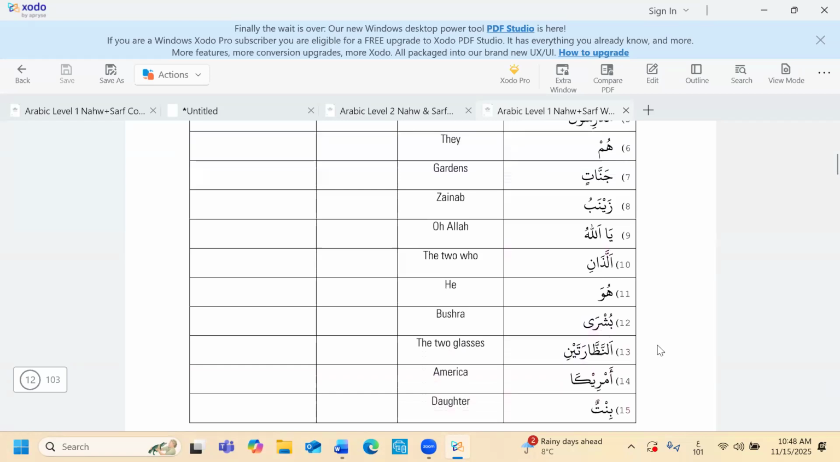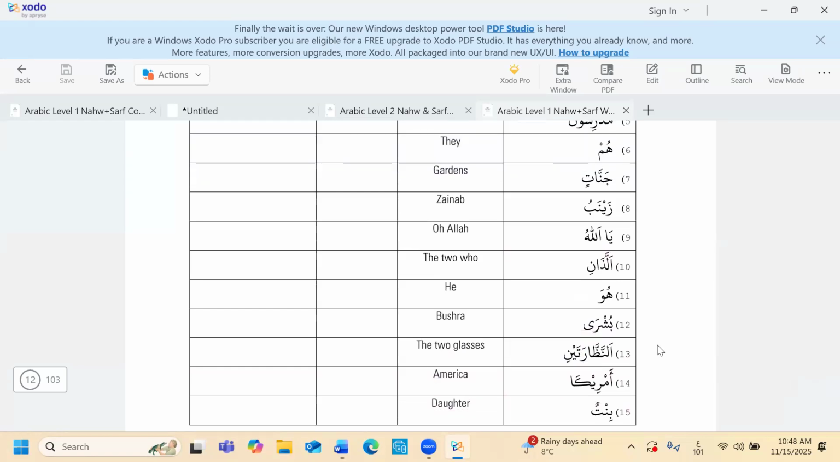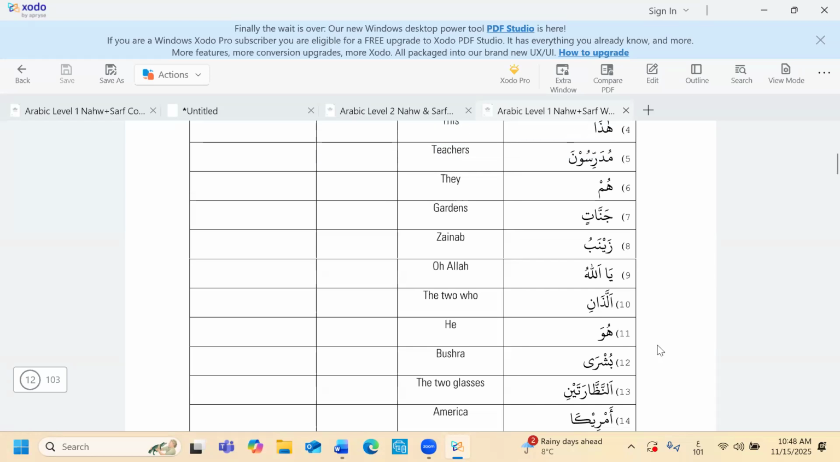Okay, the word America. Anyone online? America, is that definite or is it indefinite? Is it definite because it's a proper name? Yeah, proper name, proper noun.